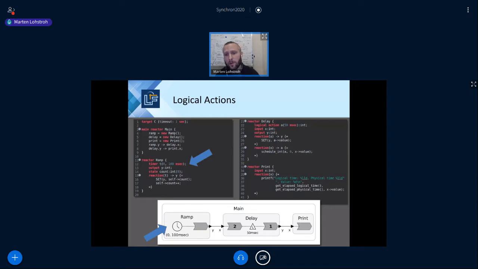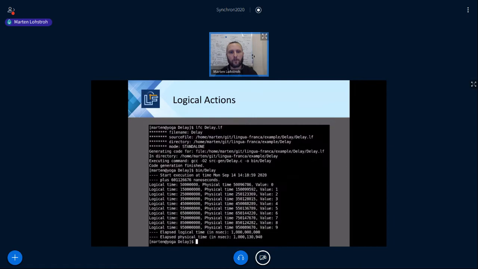Logical actions can also be used to specify logical delays between reactions of different reactors. And the delay here uses a logical action that has a 50 millisecond delay. So here's the output of our simple program. We first compile it with LFC, which generates C code, then includes a runtime, and compiles it with GCC.